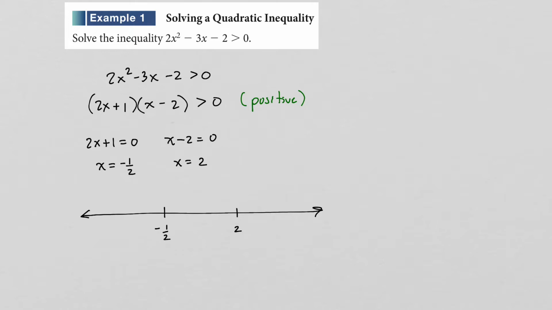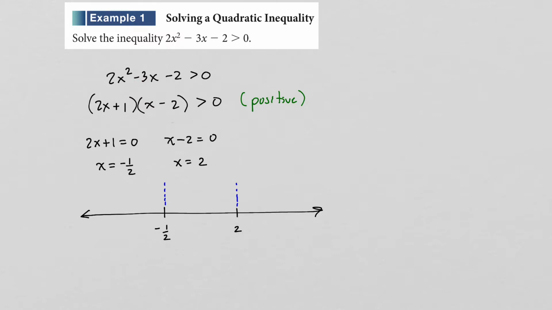And you'll notice that this divides up our number line into 3 regions. We have all the numbers that are less than negative 1/2. We have the numbers that are between negative 1/2 and positive 2. And we have all the numbers that are greater than positive 2. And we want to know which of these numbers satisfy the original inequality.